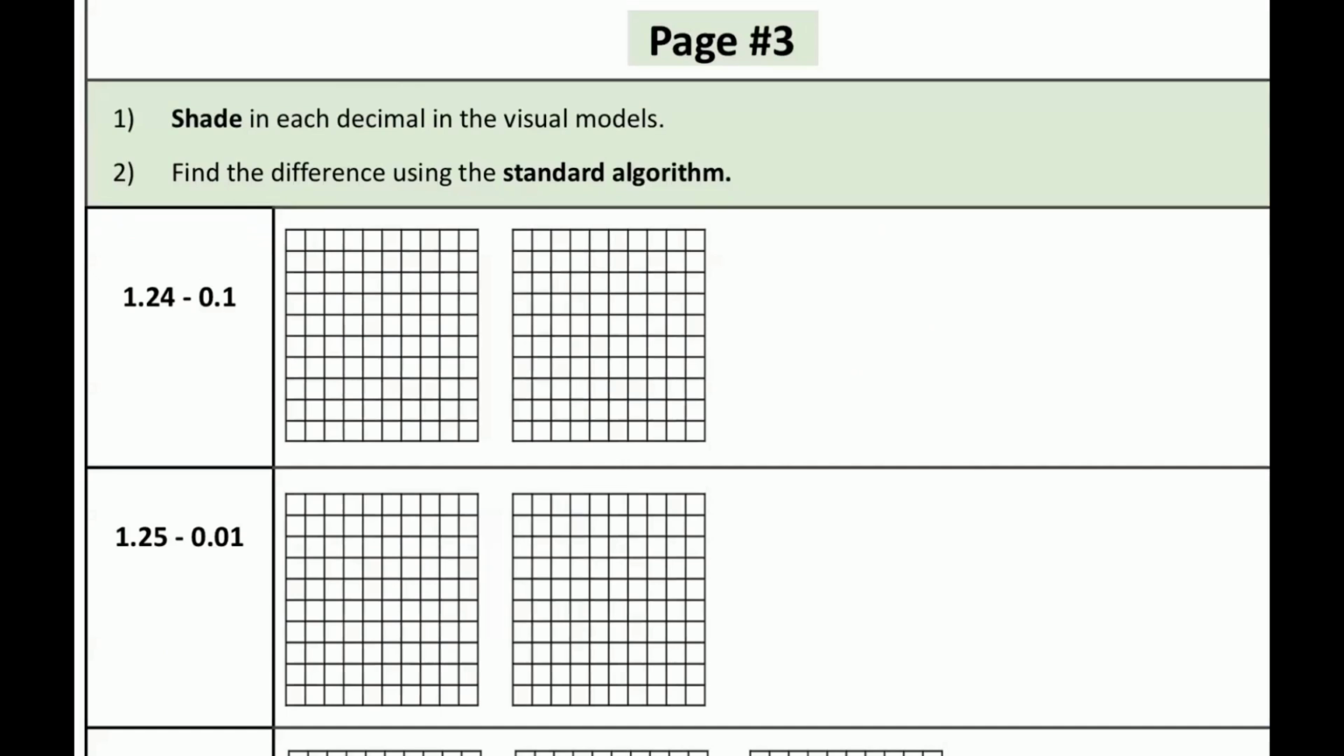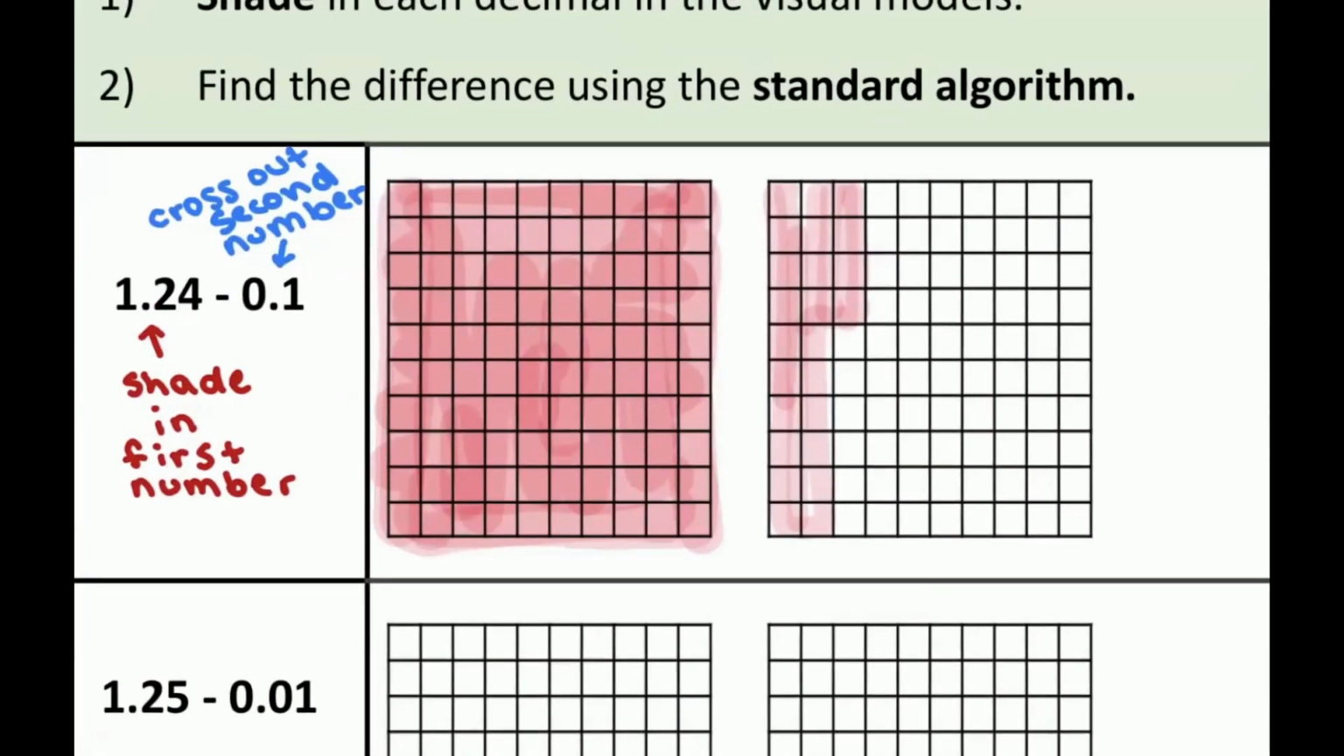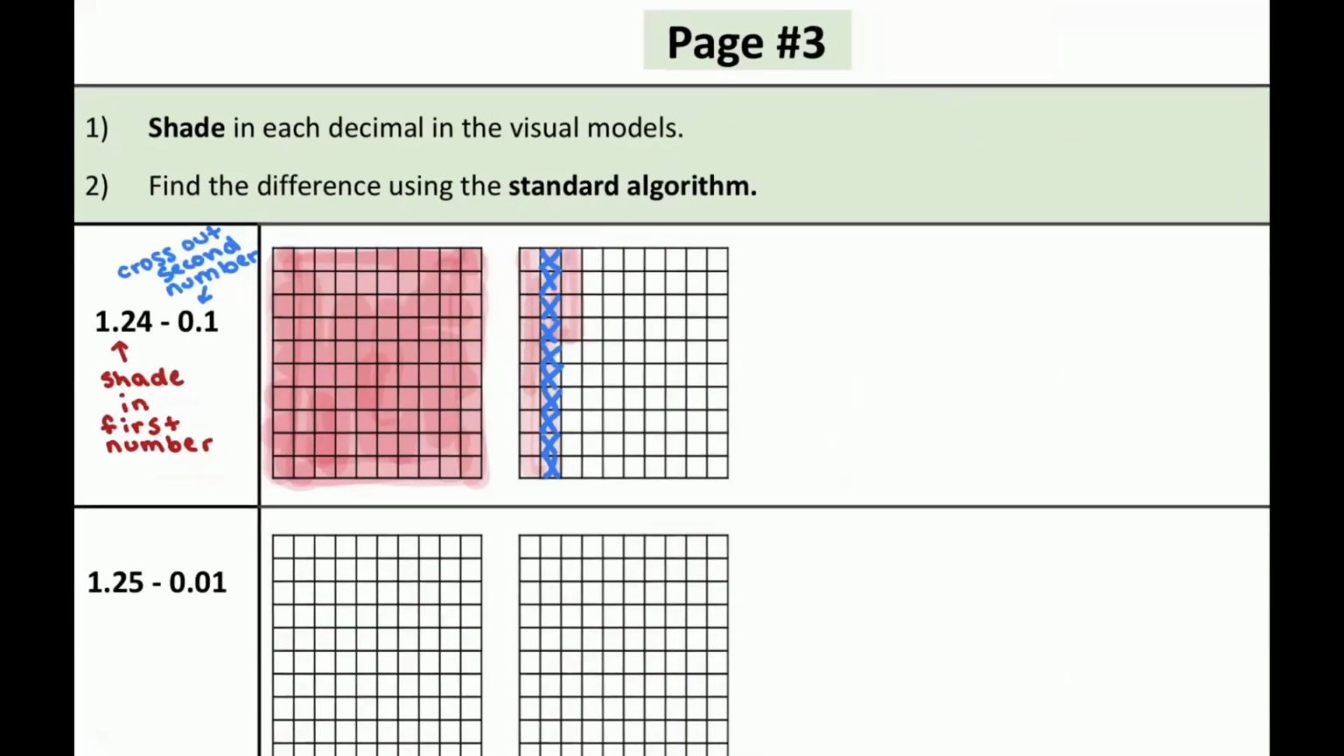On page 3, we're practicing something really similar to page 2, except now we're subtracting. So whenever we subtract showing a model, we're going to first shade in the first number. Okay, so I'm going to shade in one whole and 24 hundredths. Then I'm going to cross out the second number. So I shaded in 1.24, and I'm going to cross out 1 tenth. Okay, so I'm just going to cross out this column right here. Remember, a tenth is a row or a column of 10 on the grid. And then your answer is how many boxes are still shaded that are not crossed out.